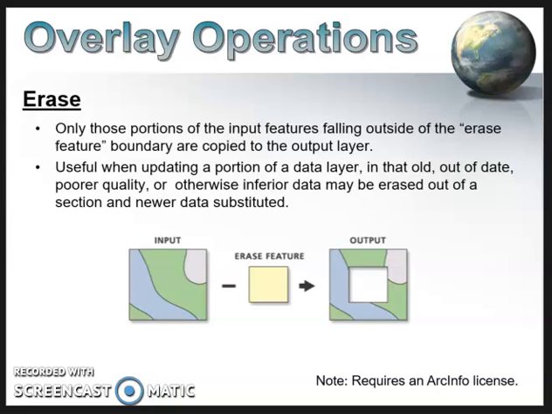So here we have the erase overlay operation. You can kind of look at erase as an opposite of a clip. In an erase function, areas covered by the erase feature are cut off or erased from the input layer. Erasures may cut existing polygons apart, or where there are coincident lines in the two data layers, may preserve the edge of existing polygons.